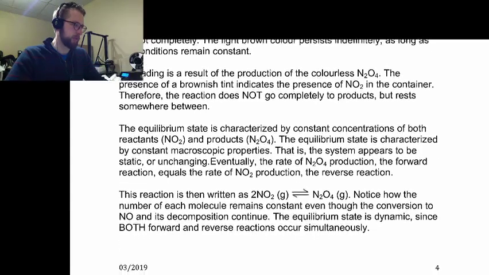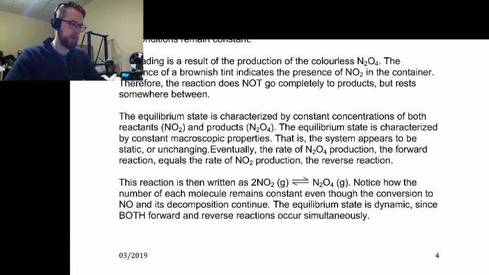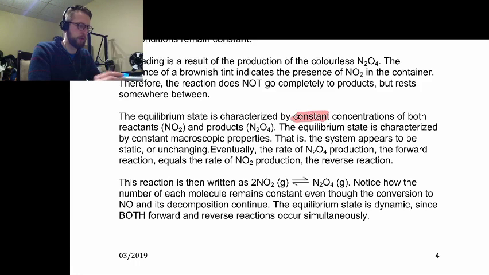So the equilibrium state is characterized by constant concentrations of both the reactants and products. This is constant concentrations, not equal concentrations. So they do not have to be equal. Only constant.